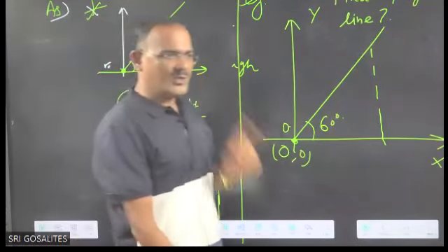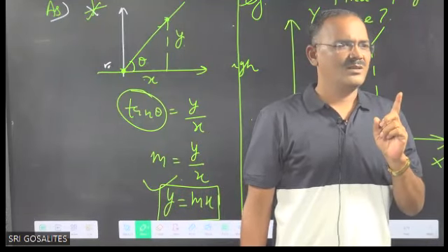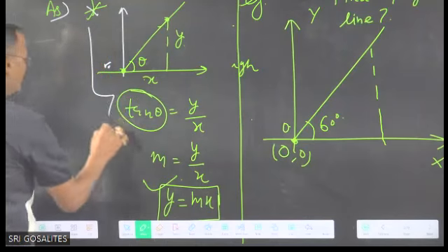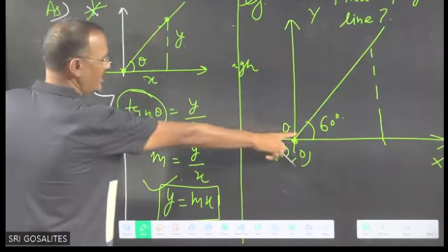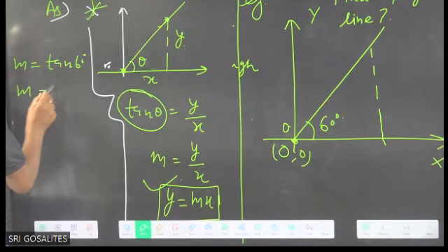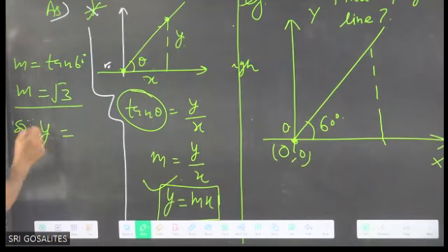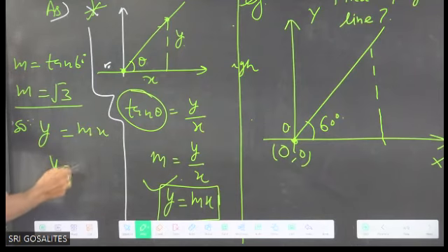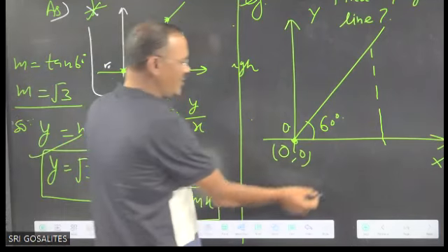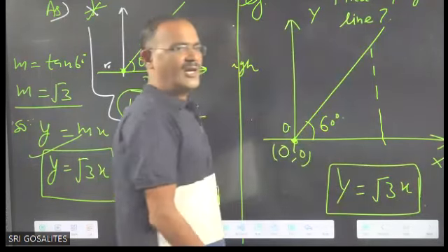What is the equation of this line? Y equals to mx. Okay. So now I can solve this question. Here, what is the m here? Tan theta, that is, tan 60. What is the tan 60, dear? √3. So the standard equation is y equals to mx. We got the m as √3. So the equation of this line is how much? Y equal to √3x.